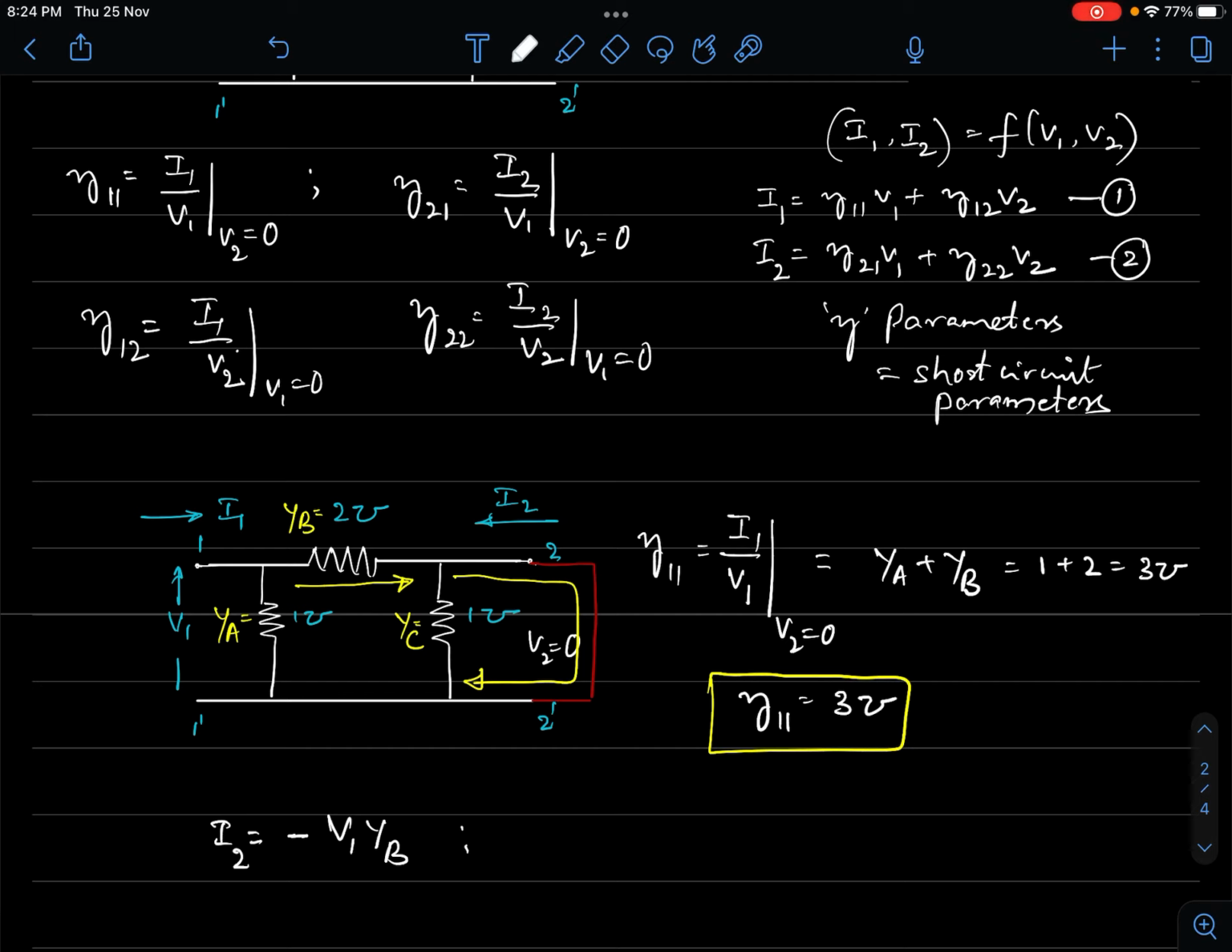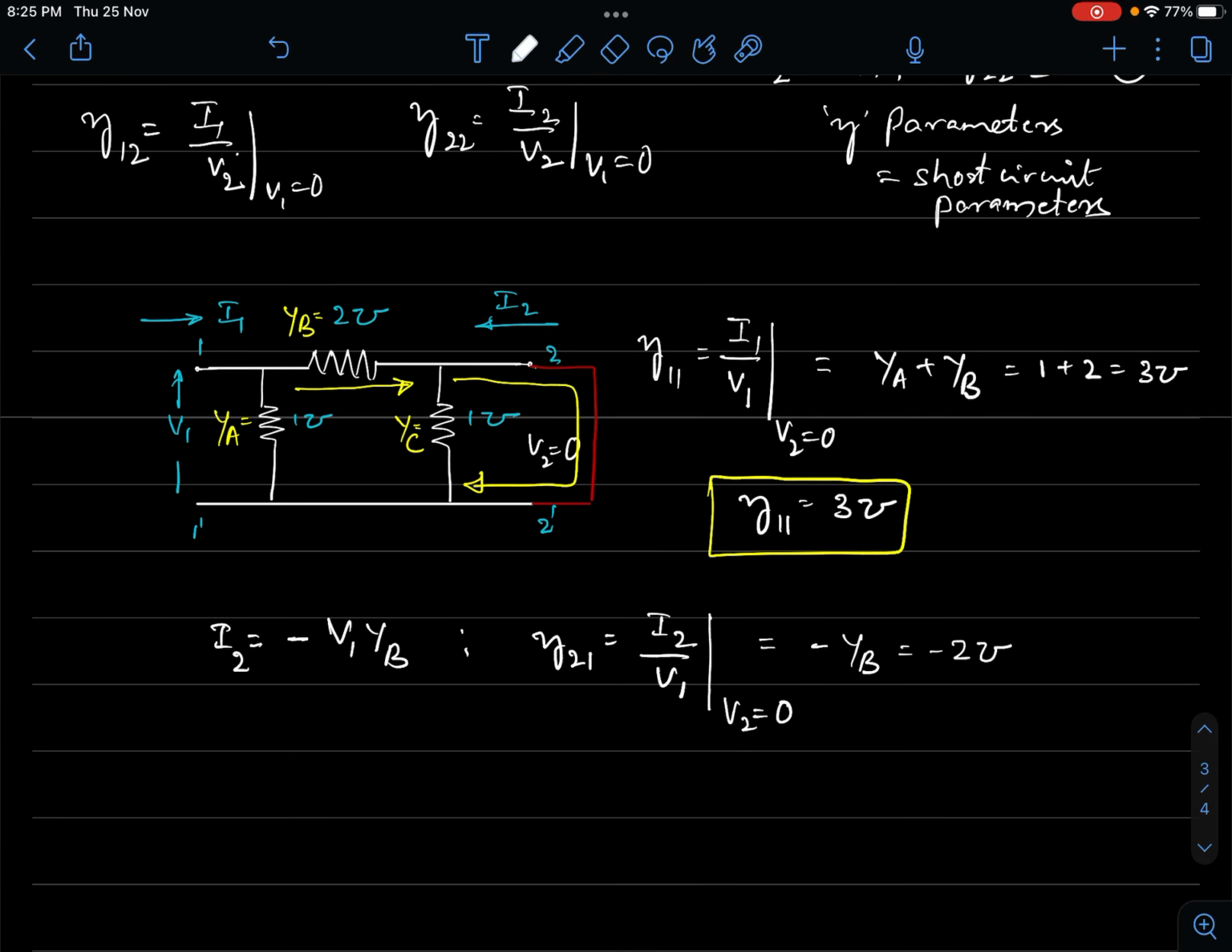Okay, so from this, what is y21? It is I2 to V1, right? You look at this expression, okay? So this is obtained at V2 equal to 0, okay? And this is equal to minus YB, and YB is 2 mhos.